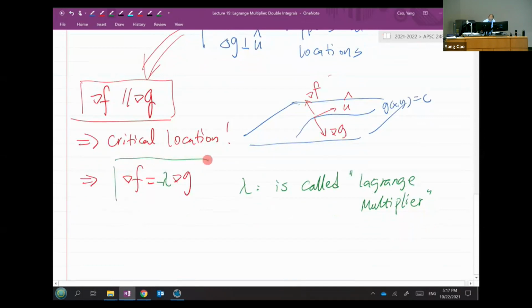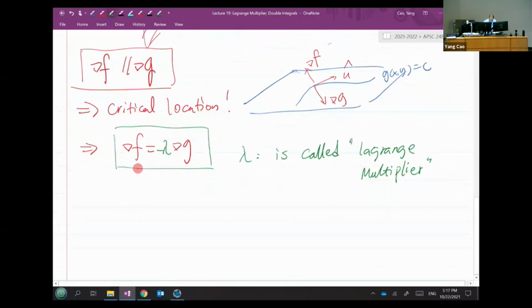So this condition is what we can make use of. Remember what this condition is all about. This condition will give us the critical location. Or in other words, when you have a critical location due to the constraint problem, at the critical location, you will have this relationship. So if I expand this equation here, I get partial f partial x, partial f partial y, equal to negative lambda times partial g partial x, partial g partial y.